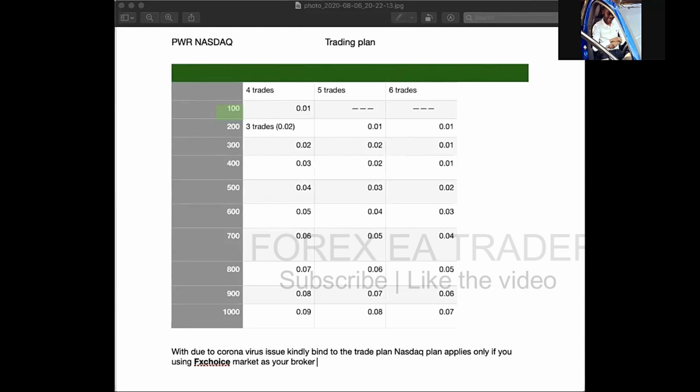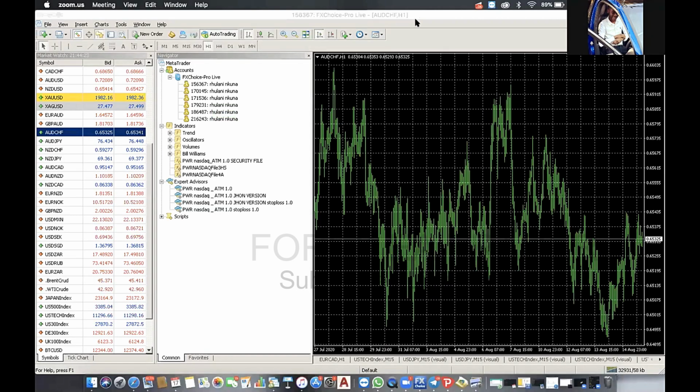So for those who are new, this is how it looks. When you open your things, it's going to be like this, right? When you open, it's going to be like this. So okay, let me just do this so that I can show you.